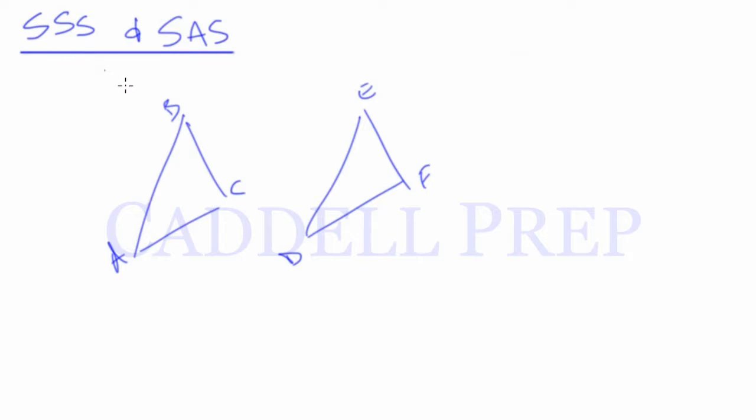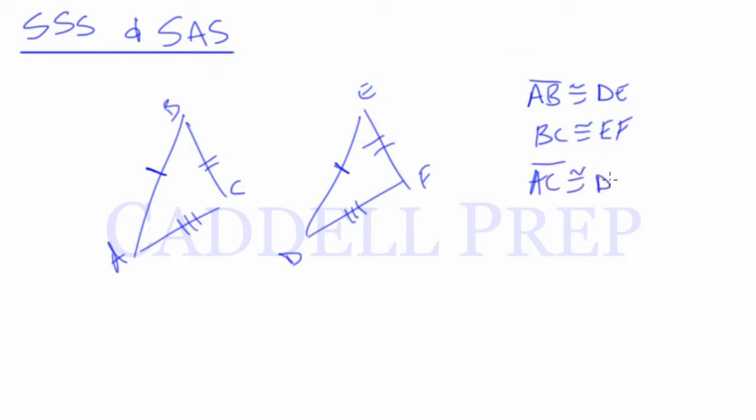sides are congruent. So, for example, AB is congruent to DE. BC is congruent to EF. And lastly, AC is congruent to DF. So if each side has a corresponding side that's congruent, then we can say that the two triangles are congruent. So one triangle is congruent to another triangle.